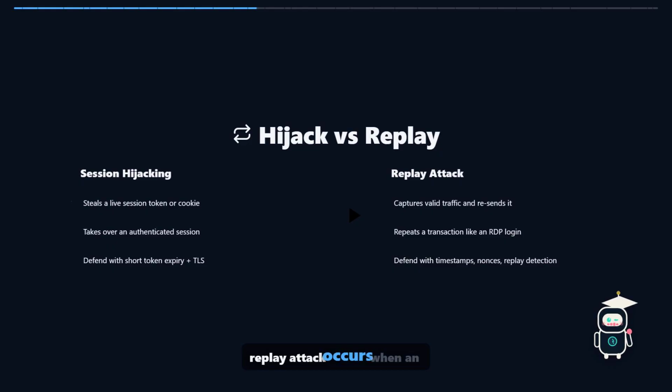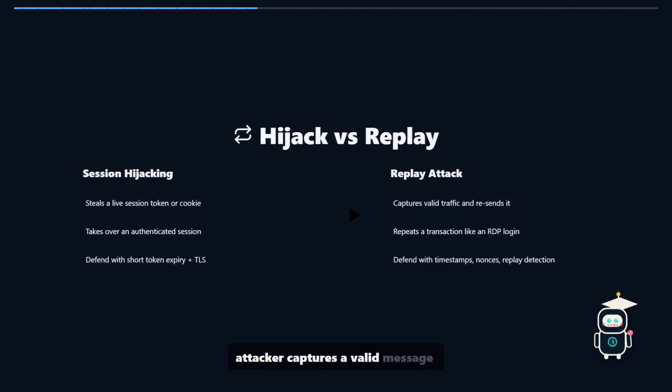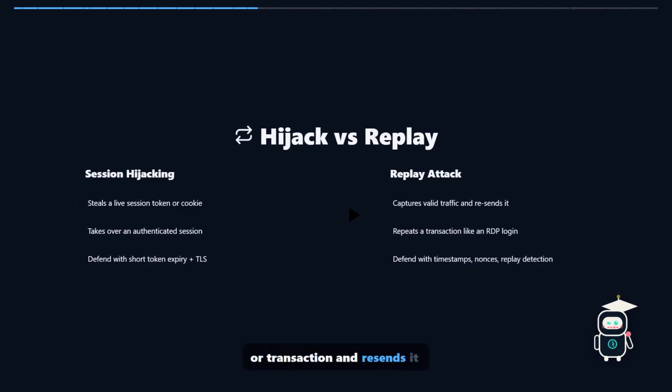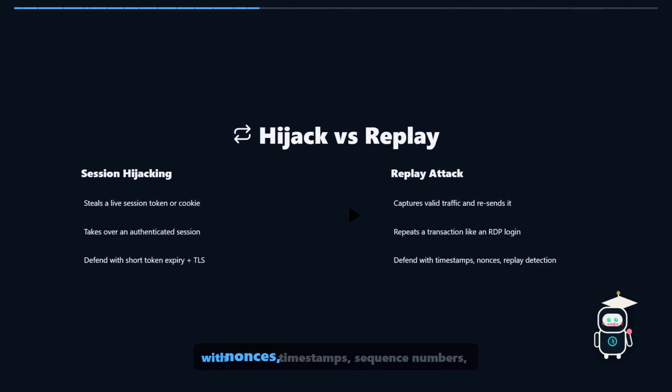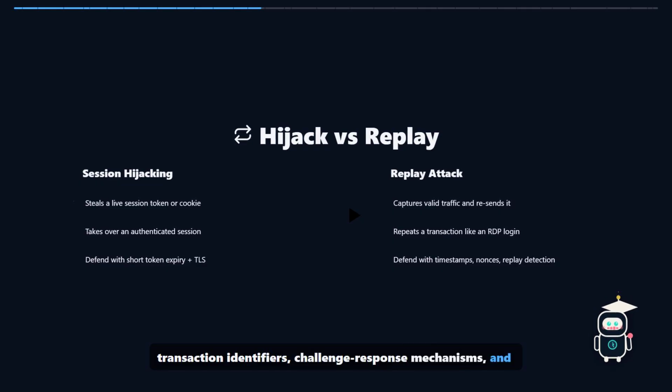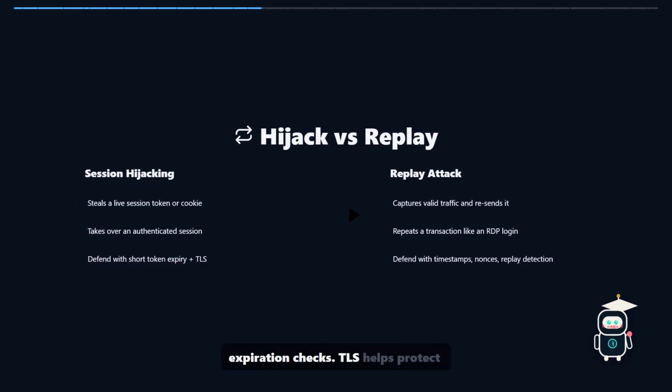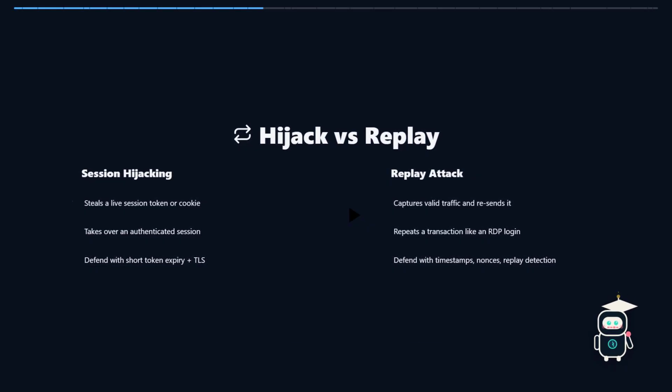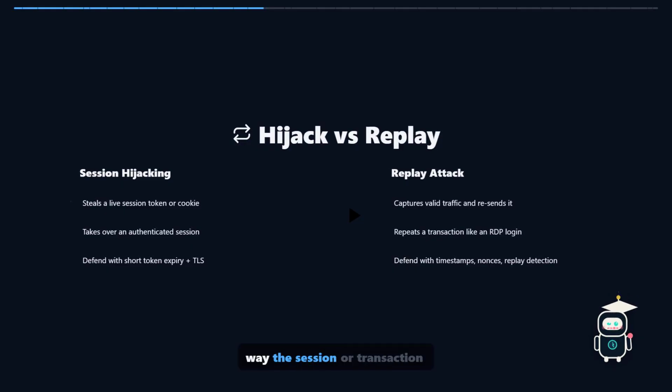A replay attack occurs when an attacker captures a valid message or transaction and resends it later in an attempt to repeat an action. Protocols and applications can reduce replay risk with nonces, timestamps, sequence numbers, transaction identifiers, challenge-response mechanisms, and expiration checks. TLS helps protect traffic in transit, but it does not solve every session or application design problem by itself. The control must match the way the session or transaction is actually being abused.